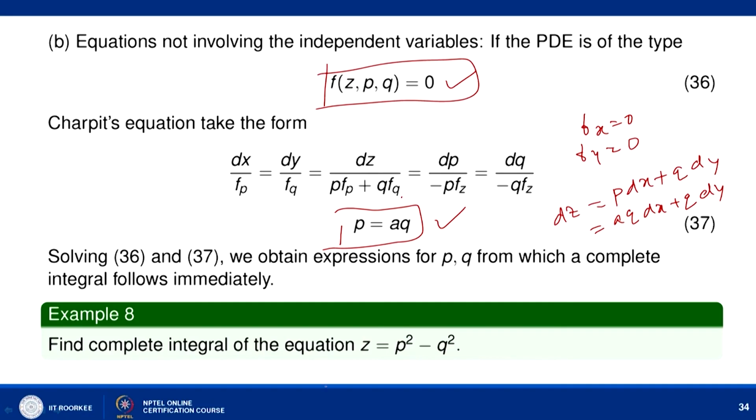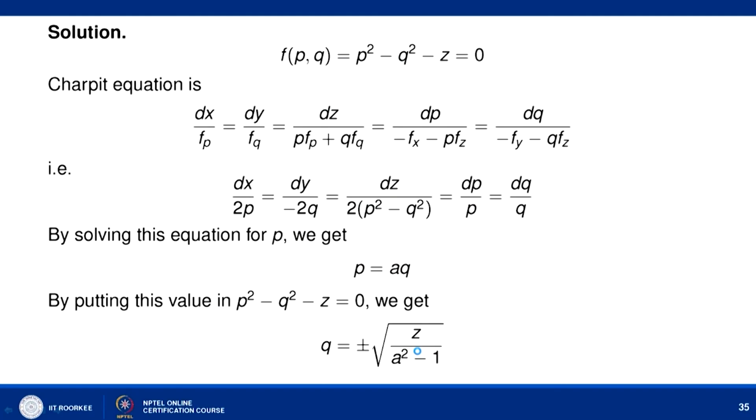Now let us take one example based on this, z equal to p square minus q square, and we want to find our complete integral. Here it is independent of x and y, so our relation is p equal to aq. You can simply put it here and say that p equal to aq, and you can find the value of q here. So p square minus q square minus z equal to 0.